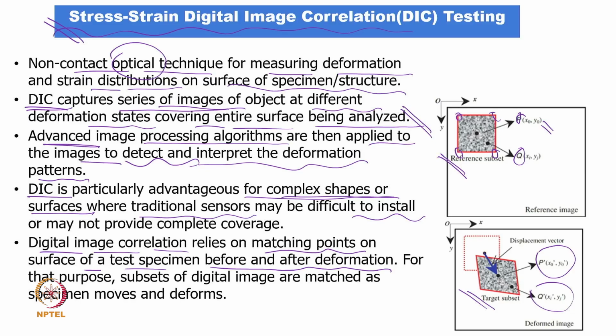So, again it is a relative comparison, it is not absolute. Relatively we can figure out what kind of deformation is really happening, and whether it is progressing at a much faster pace compared to maybe another surface or other loading condition, or maybe in corrosion cases. So, for that purpose, the subsets of digital images are matched as the specimen moves and deforms. So, we really require many images. Comparison is computationally intensive, but we know that computational power is continuously increasing. So, it is possible to do a lot of post processing.